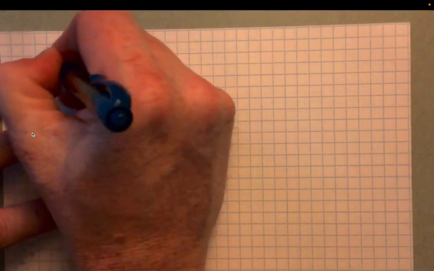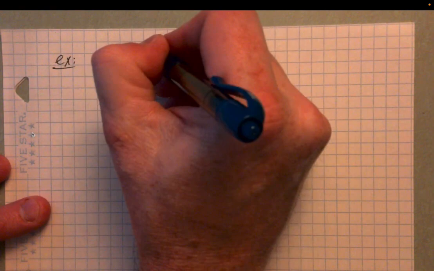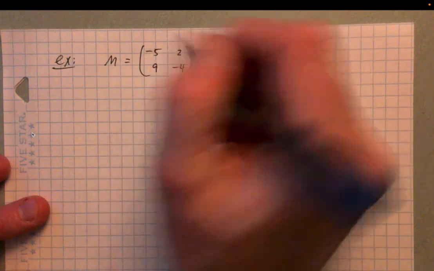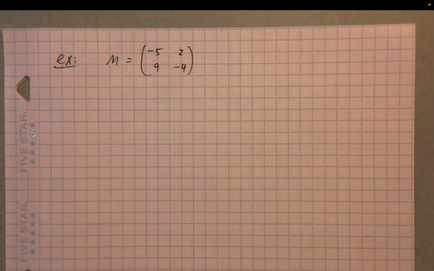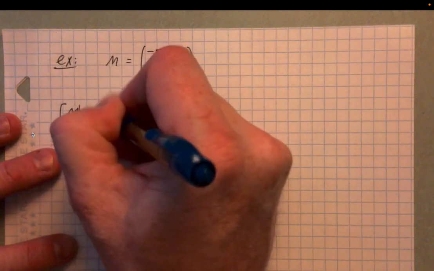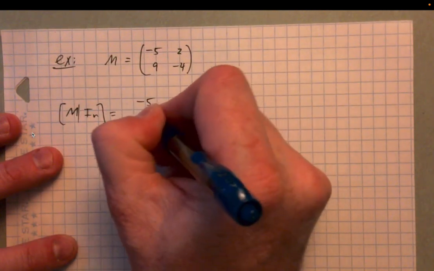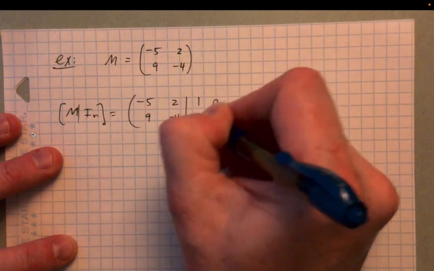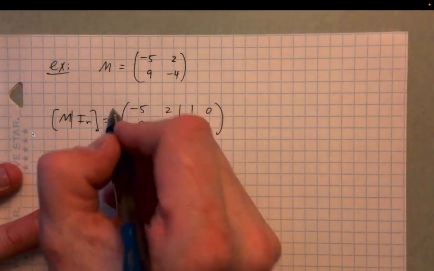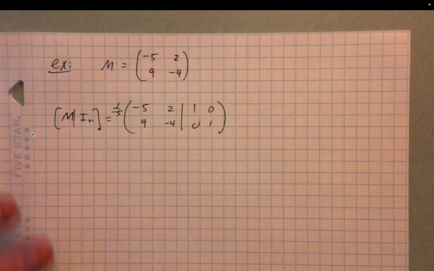Let's do an example. Let's try this on the one we saw previously. Let's say M is equal to [-5, 2; 9, -4]. Now we know this has an inverse. We've actually calculated the inverse in a previous example, but let's do it this way instead. So let's set up [M | I_N] like this: -5, 2, 9, -4, and then 1, 0, 0, 1. Okay, let's go ahead and do the row operations here.